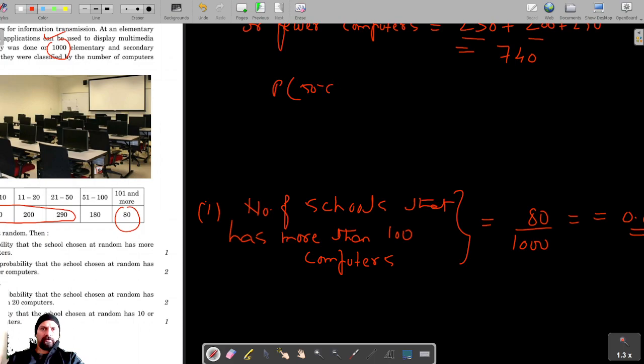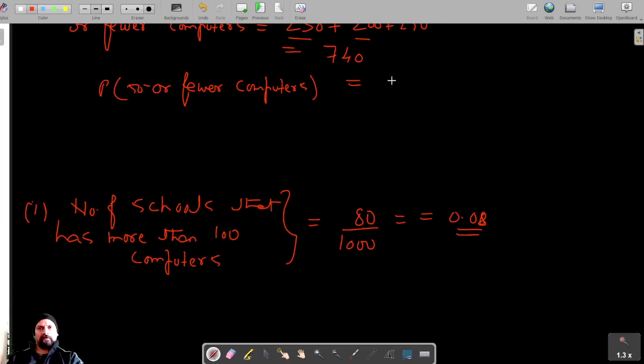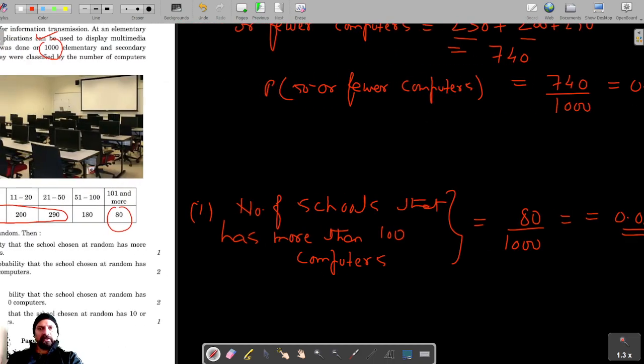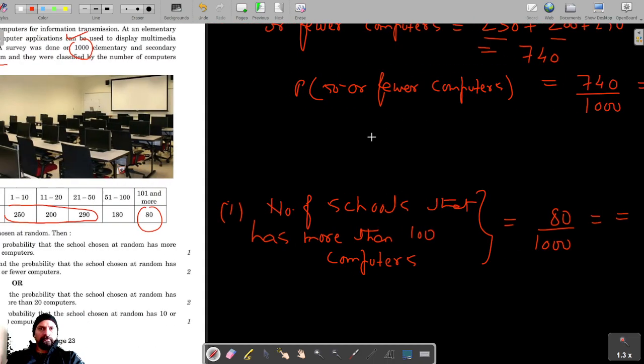So the probability of 50 or fewer computers is equal to 740 by 1,000, which is equal to 0.74.